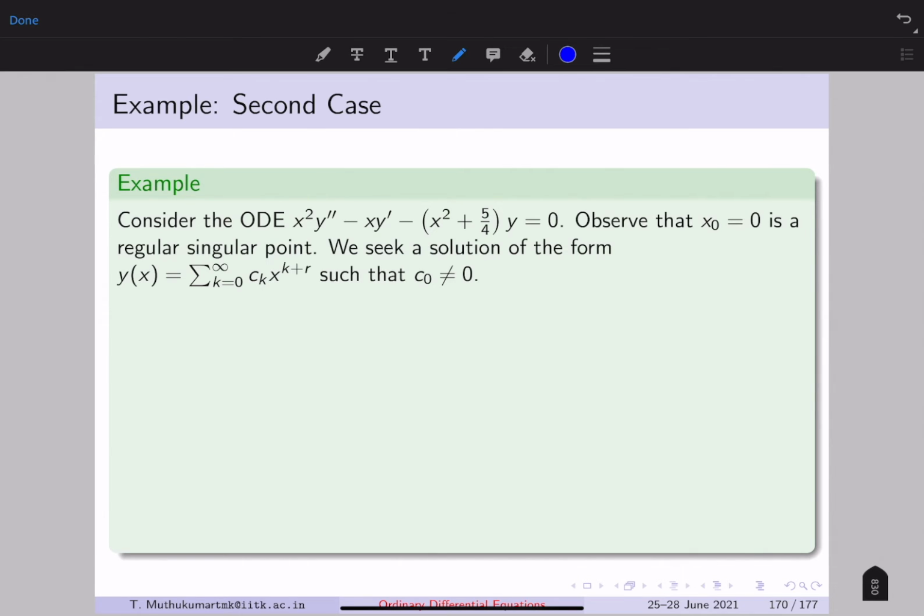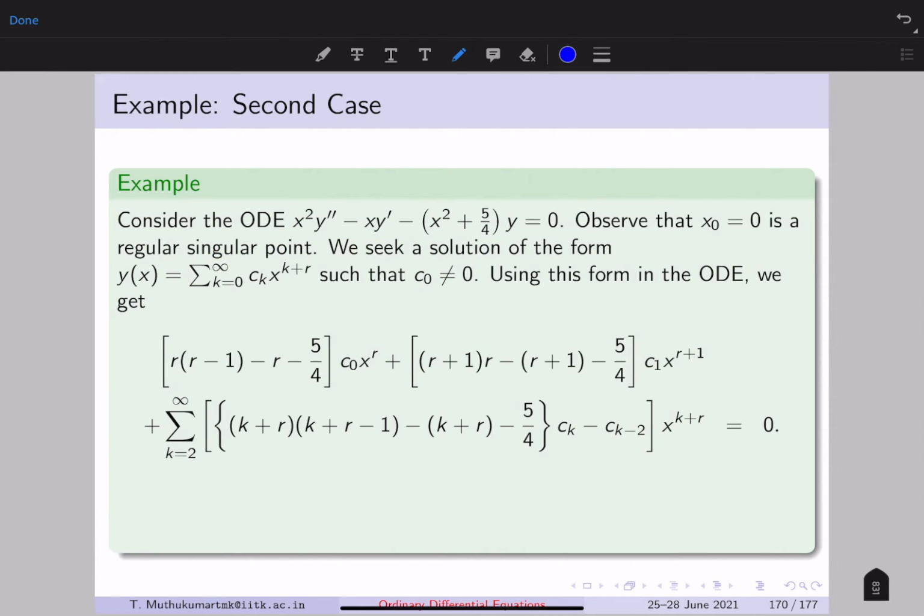So you have an ODE here. You have a P, Q, and you can observe from here that 0 is a singular point, and in fact it will be a regular singular point. Okay, so we are looking for a solution of this form where C0 is not equal to 0. Differentiate this Y, use it in this ODE, you will get an equation of this form.